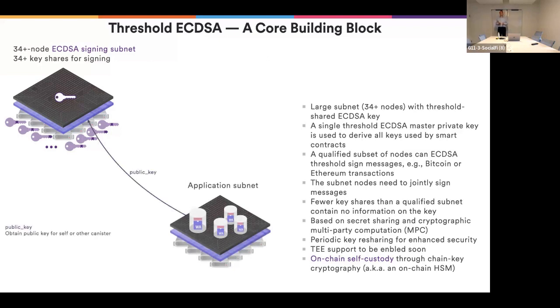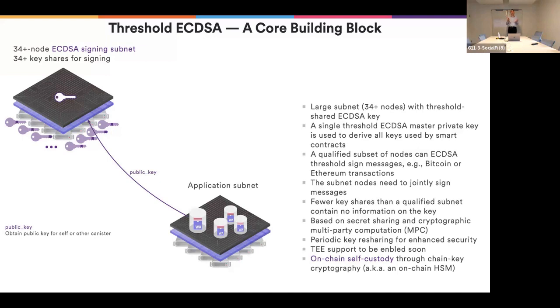It can now ask for its own public key. Every canister gets its own private-public key pair virtually, which is derived from one master private key, which is the one secret shared on the top left on this subnet. And with this public key, it can then, for example, derive a Bitcoin or Ethereum address. And that's exactly how this integration works.